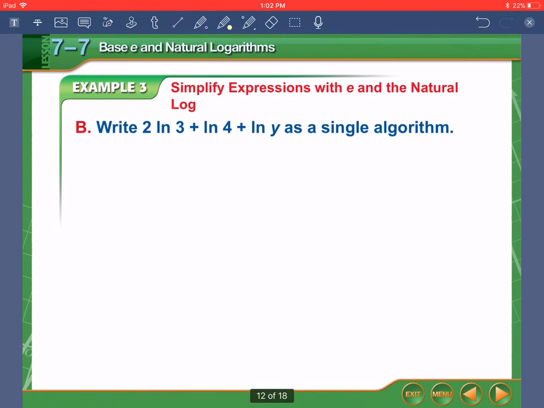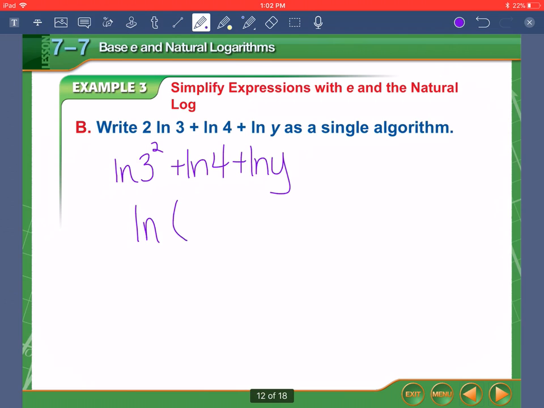All right, writing 2 times the natural log of 3 plus natural log 4 plus natural log y as a single logarithm. So I'm going to rewrite it as the natural log of 3 squared plus the natural log of 4 plus the natural log of y, which everything's added, so we can multiply. So the natural log of 3 squared is 9 times 4 times y, which gives us the natural log of 36y.